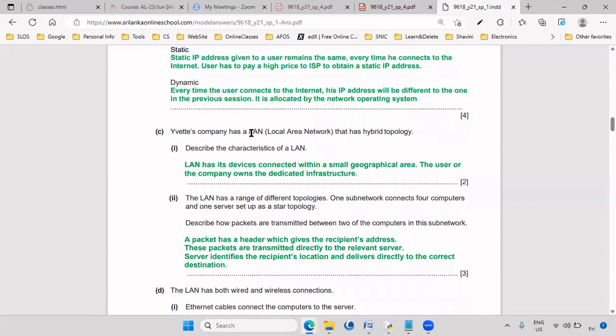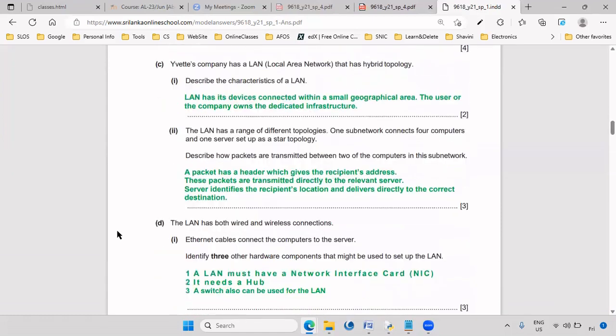If a company has a LAN that has hybrid topology, describe the characteristics of a LAN. A LAN has its devices connected within a small geographical area. The user or the company owns the dedicated infrastructure. The LAN has a range of different topologies.